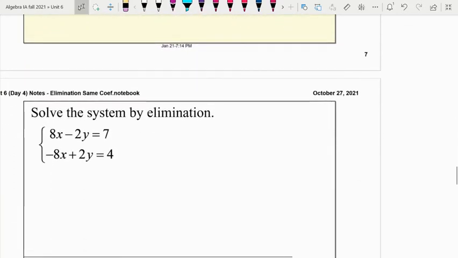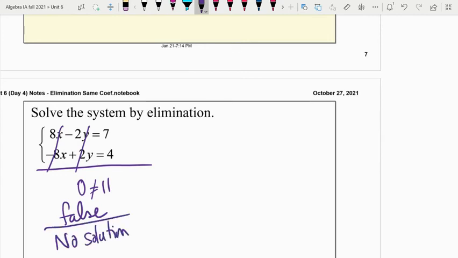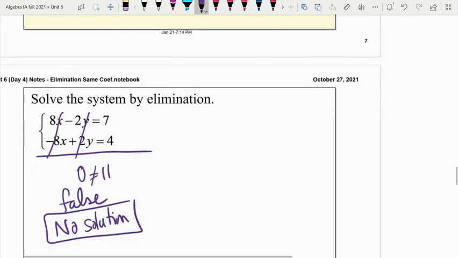All right, so looking at this one, this is nice. If I add the x's, they're gone. Add the y's, they're gone. So I get 0 equals 11, which is not true. So this answer is false. So which means no solution, that means if I were to graph those two equations, they are parallel lines.